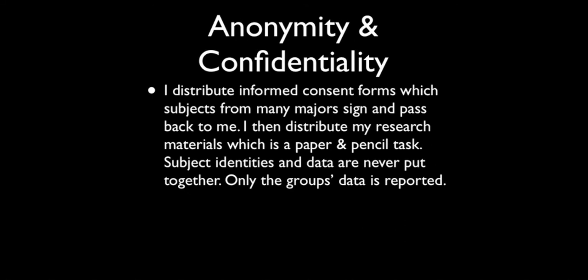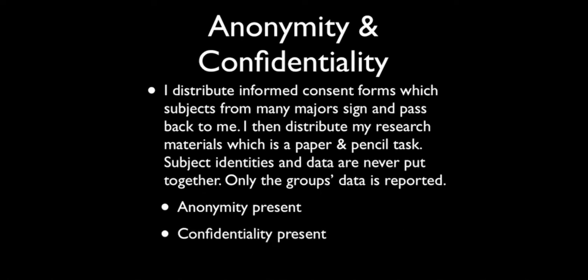Let's say I do things a little differently than a moment ago. Now what I do is distribute informed consent forms where subjects sign their names agreeing to participate in my research. They pass in their signed forms and I place them in a stack. Then, I distribute my paper and pencil research task, which is brought to me when completed, and I place all of those papers in a second stack. Now all I report is generic, non-identifying information about the subjects and the group data. So anonymity and confidentiality are maintained.